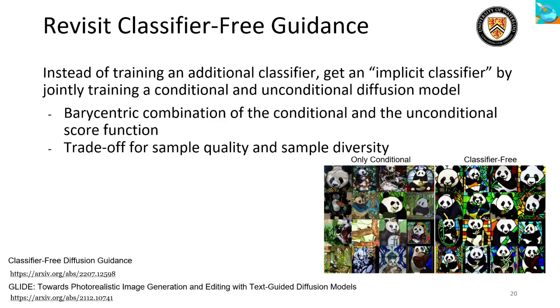So let's revisit classifier-free guidance. Instead of training an additional classifier, you get an implicit classifier by jointly training a conditional and unconditional diffusion model. This is like a barycentric combination of the conditional and the unconditional score function, which they use to trade off sample quality and sample diversity. So basically, classifier-free guidance is a better method on diffusion models.